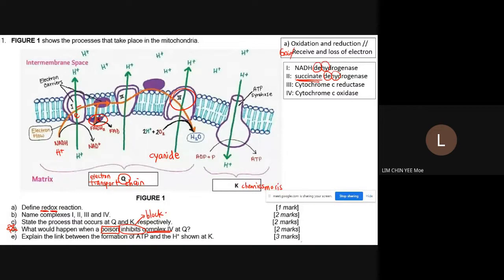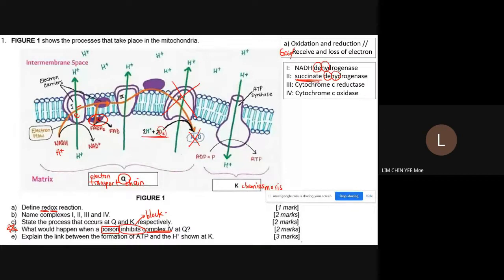And like yesterday when I taught you, if complex 4 dia dah tak boleh function, what will happen then? Complex 4 dah tak ada. Boleh form water? Tak boleh. No. ETC ini complete ke? Tak sampai akhir pun. Is it complete? No. That's it. So it means that the electron transport chain is stopped and oxygen pun tak boleh jadi water.